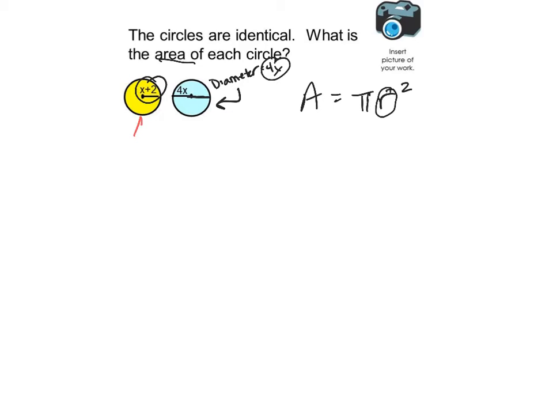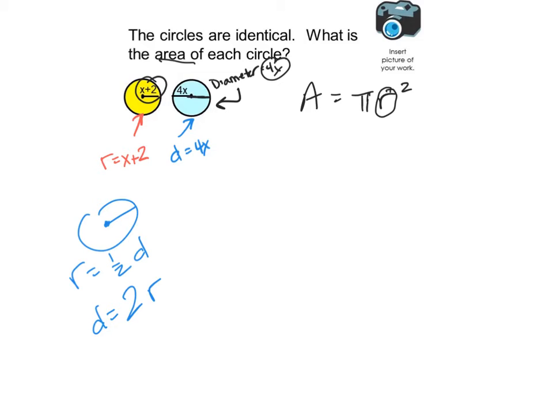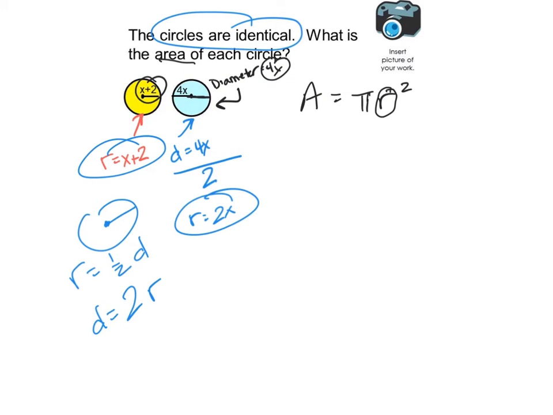So let's see here. I have this radius equals x plus 2. I don't have this radius. I have its diameter is 4x. Do you remember the relationship between radius and diameter? Hopefully you do. A radius is half the diameter, or a diameter is twice the radius. So if the diameter is 4x, divide that by 2, that gets you the radius. So your radius is 2x. So the circles are identical, so that means their radiuses are the same, or their radii. Because they're the same, you can set them equal to each other. X plus 2 equals 2x.